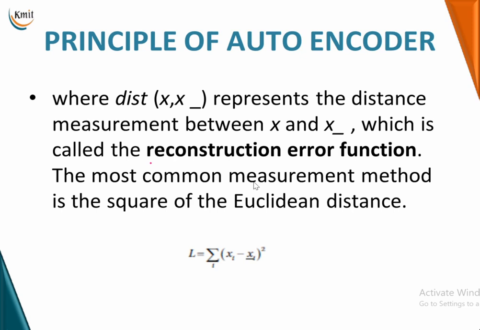And in our next class, we are going to see a type of autoencoder which we call a variational autoencoder.